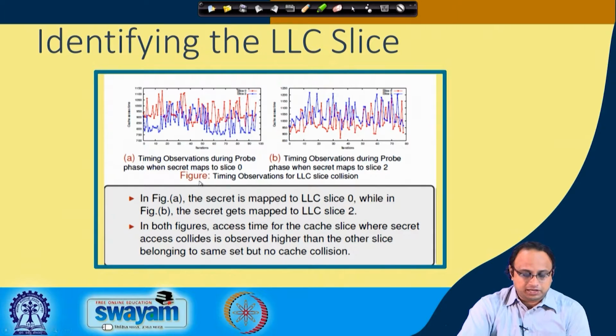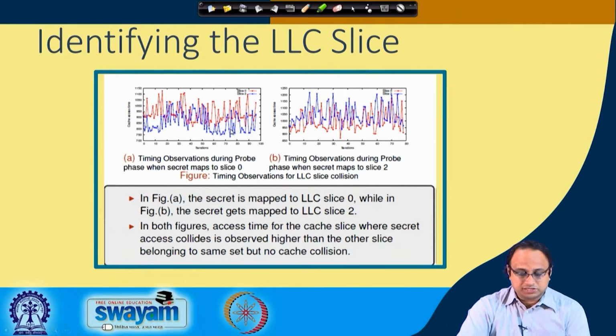So, for example, in figure A, the secret is mapped into LLC slice 0, while in figure B the secret gets mapped into LLC slice 2. You can see that when it is getting mapped into slice 0, then slice 0 is indeed taking more time compared to slice 2.